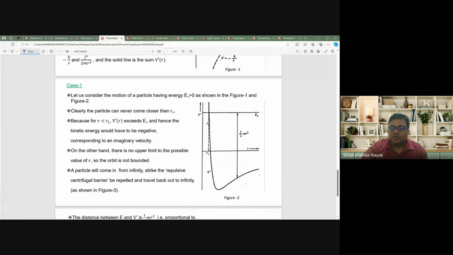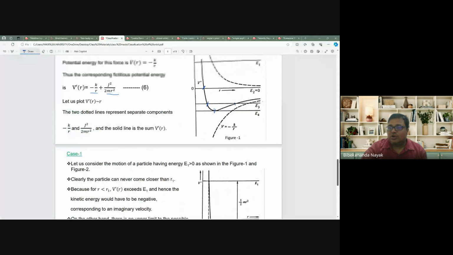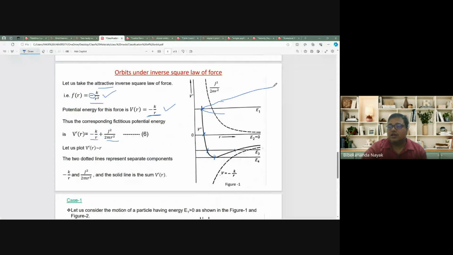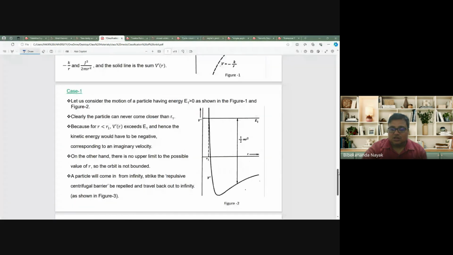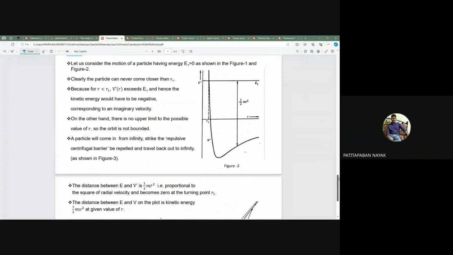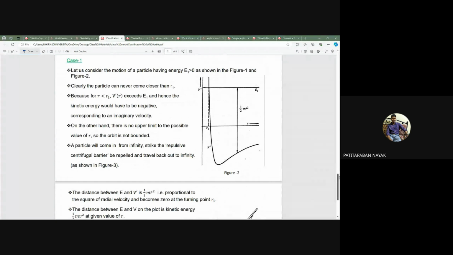If R is less than R1, then the particle cannot go through that region, because V prime exceeds E1, so the velocity would become imaginary. On the other hand, there is no upper limit; it can go further anywhere. So the motion is not bounded for this type of motion, and you know this type of motion is hyperbolic motion.